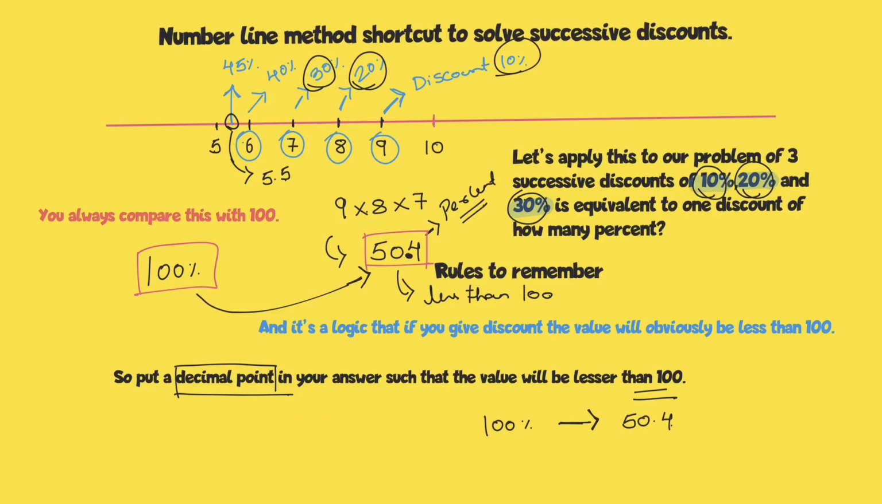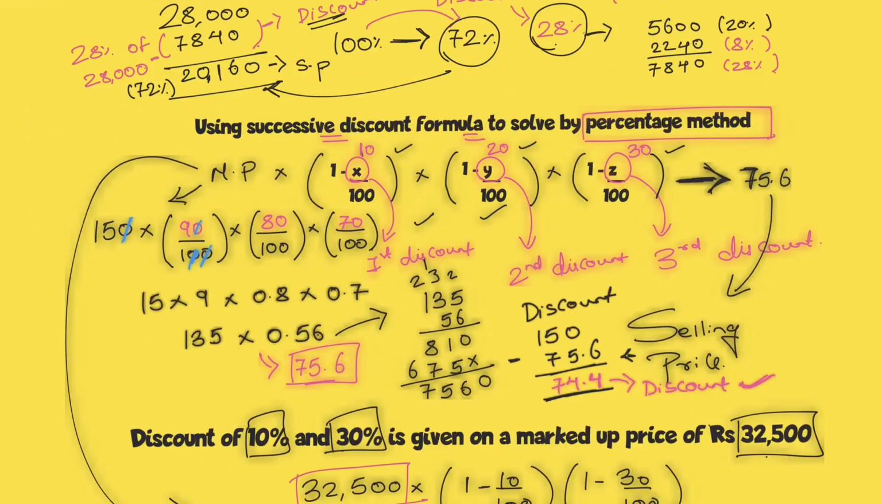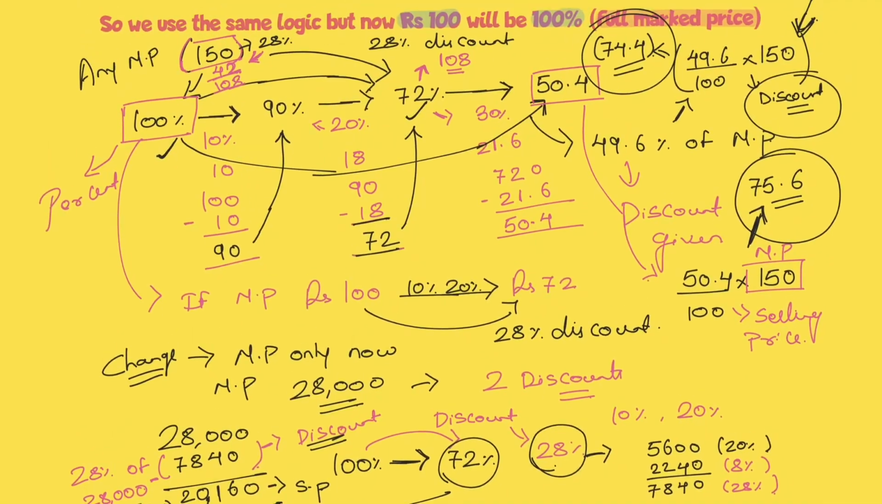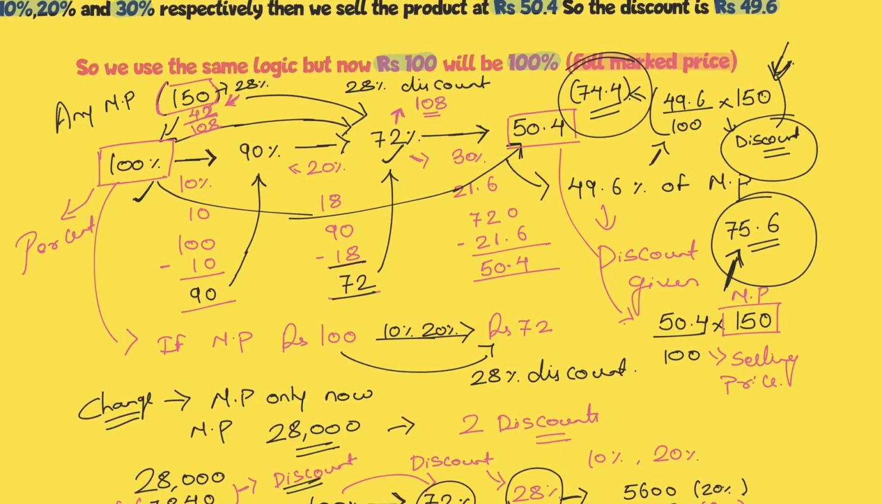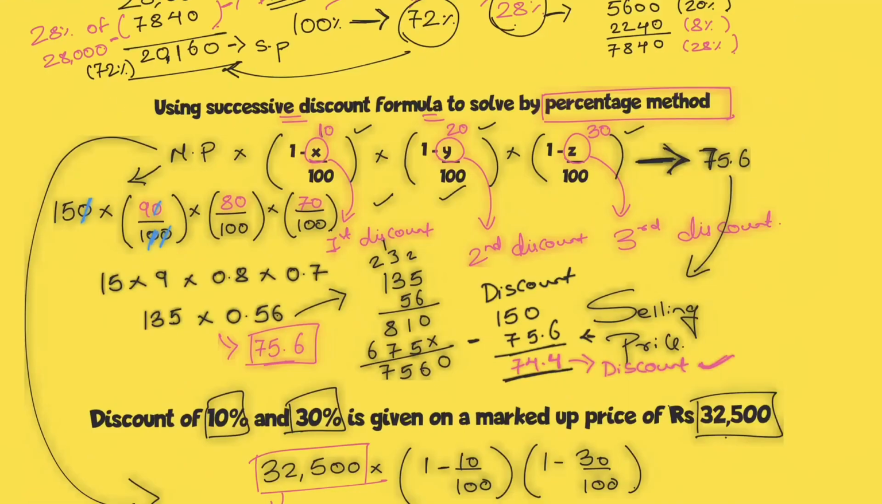So what is the meaning of this? 100% has reduced to 50.4%. So what is the discount that is given in this case? 100 minus 50.4, which is nothing but 49.6. Now can you recall something? This is just the percentage method. We had done this in the percentage method. If I start with the value of 100%, eventually you reach 50.4, but now I am not doing any of the calculation. In case of 10%, 20%, 30%, I just write the value. 100% reduced to 50.4. So the discount given is 49.6%.